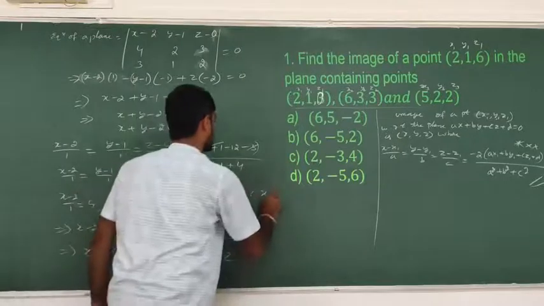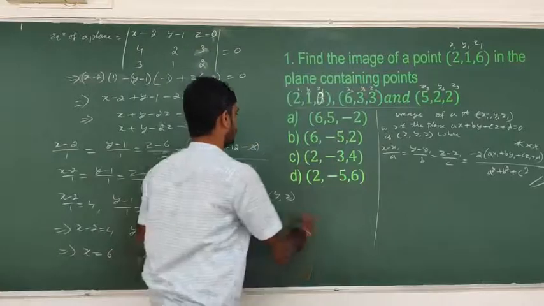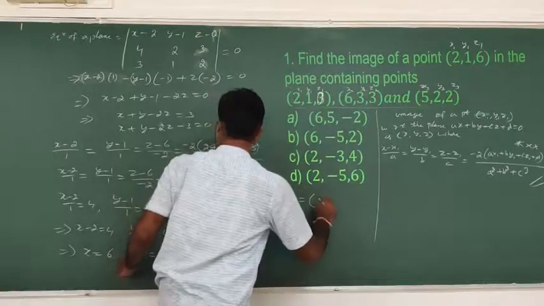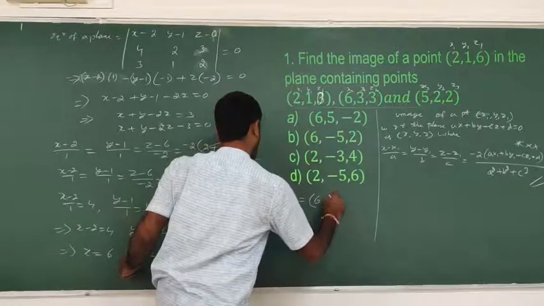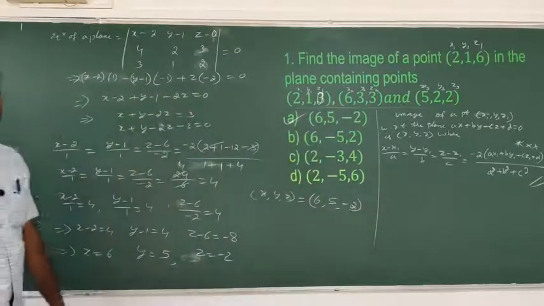Therefore x comma y comma z, the image of that point x1 y1 z1 is x comma y comma z, this is equal to the ordered triplet 6 comma 5 comma minus 2. So this is option A, therefore option A is the right answer.